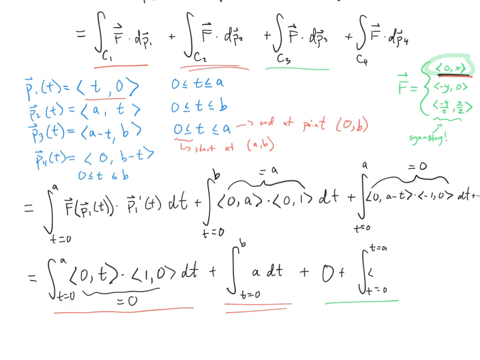I've got f, so that's 0, comma x. I go over here to P4. My x component is 0. Dot P4 prime, although I'm already dotting with the 0 vector, so it's going to be 0. 0, comma minus 1 dt. And you can see that this all is going to 0.